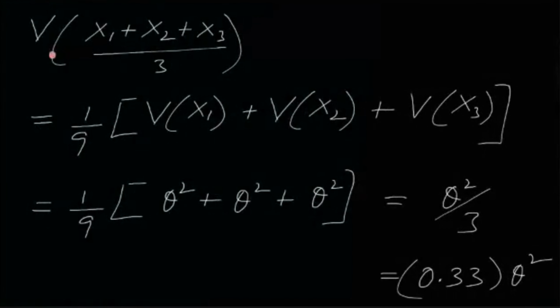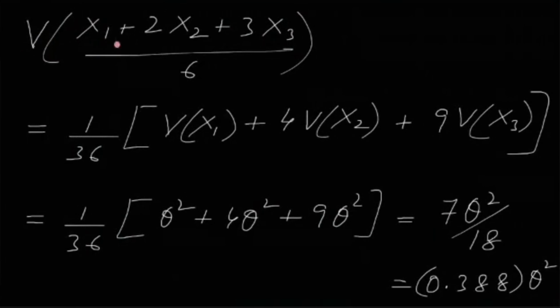Now for the third, the variance of x1 plus x2 plus x3 whole divided by 3 is 1 by 9, again because of the square term, times variance of x1 plus variance of x2 plus variance of x3, which is theta square by 3, which is about 0.33 into theta square, because 1 by 3 is about 0.33. And for the last term, variance of x1 plus 2x2 plus 3x3 whole divided by 6 is 1 by 36 into variance of x1 plus 4 into variance of x2 plus 9 into variance of x3, which is 1 by 36 times theta square plus 4 theta square plus 9 theta square, which is 7 theta square by 18, about 0.388.